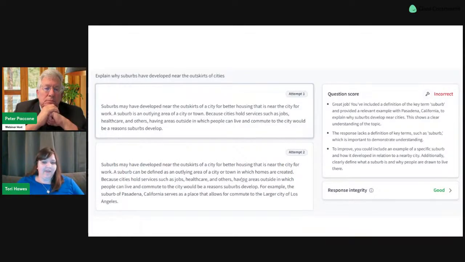So here is another example from a student, and the question scored incorrect initially, and then their rewrite actually did get the point afterwards, where they said a suburb can be defined as an outlying area of a city or town where homes are created. And then, for example, the suburb of Pasadena, California, serves as a place to allow commute to the larger city of Los Angeles. So with that extra little bit, the student did earn the full point.